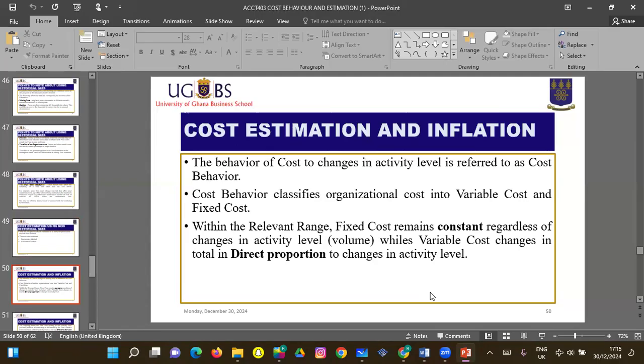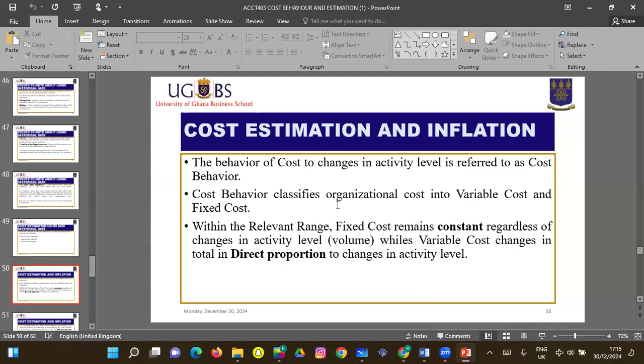So, cost estimation and inflation. Now we are going to talk about the high-low method, which involves inflation. The behavior of cost to changes in activity level is referred to as cost behavior.